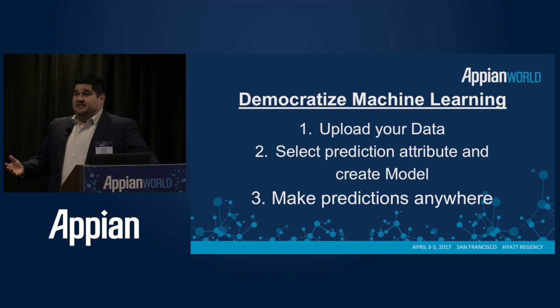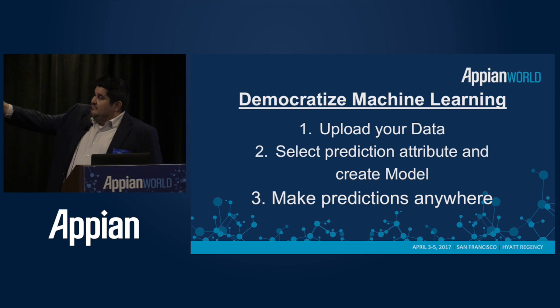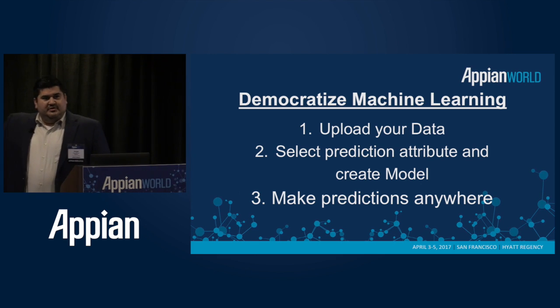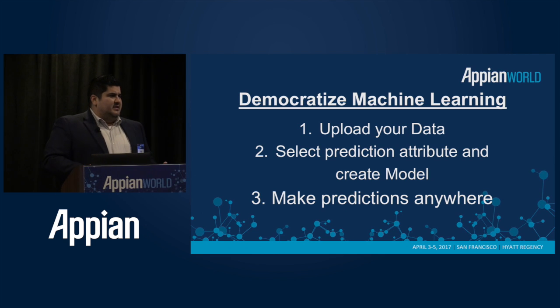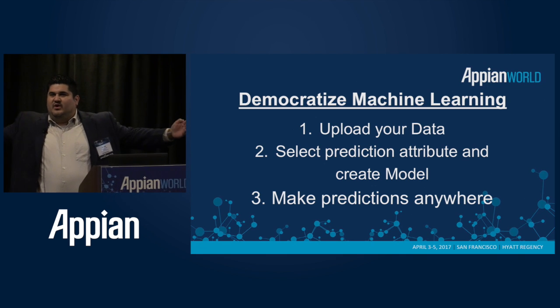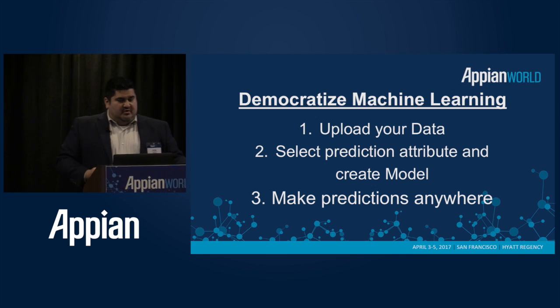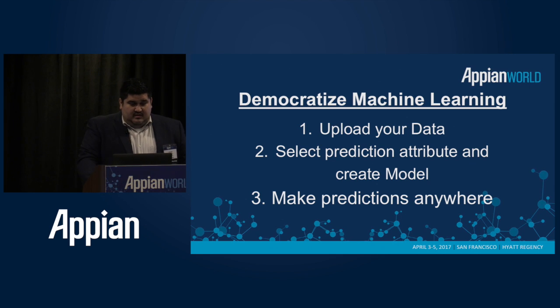So the first step, as I mentioned before, and for those of you that were in the keynote, it's going to be to upload your data. Once you upload your data, we're going to create that data model for you, and the only thing you really have to tell me is, what are you predicting? Out of all these columns in this data, what is it that you're predicting? What's important to you? And then you create the model, and you can make predictions anywhere.